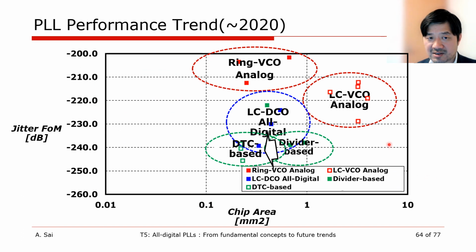This is the performance trends up to 2020. It can be seen that the introduction of the DTC has dramatically improved the jitter FOM and chip area.